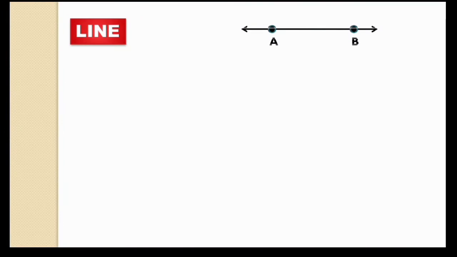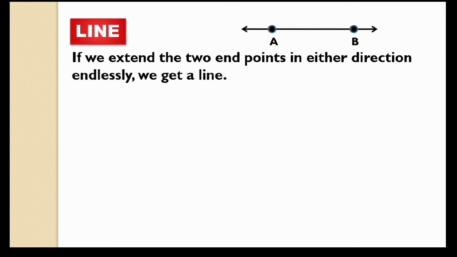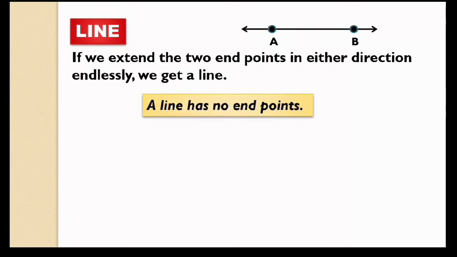Line. This diagram is showing a line. AB is a line. If we extend two endpoints in either direction endlessly, we get a line. It means we can extend this line from both the sides. A line has no endpoints.